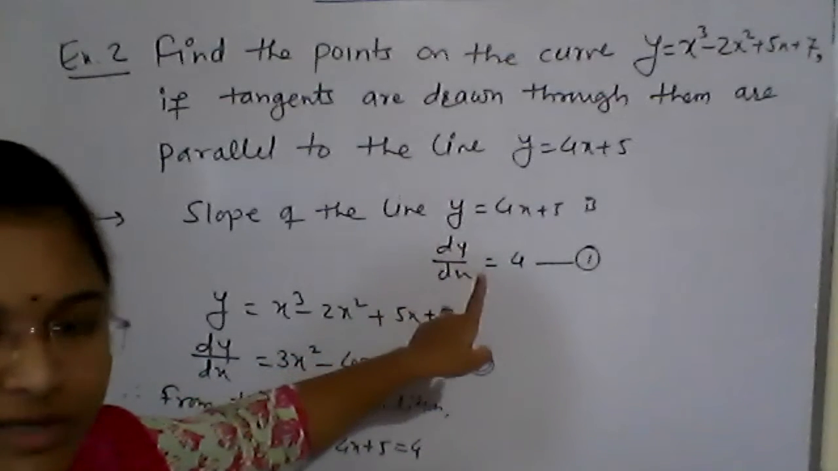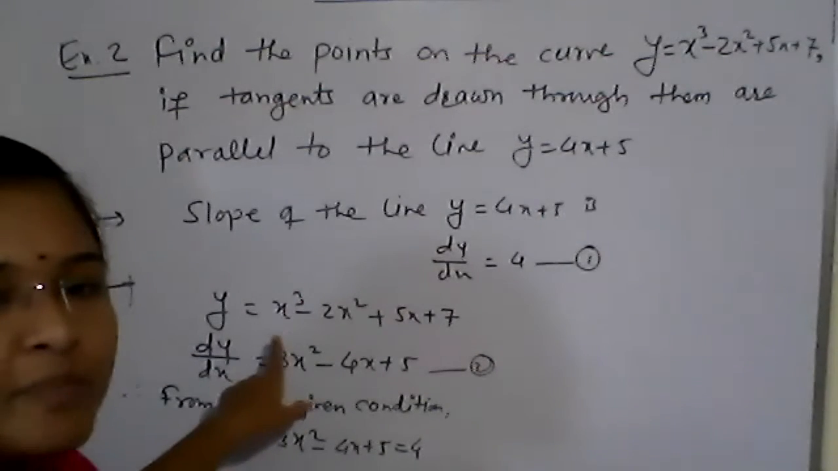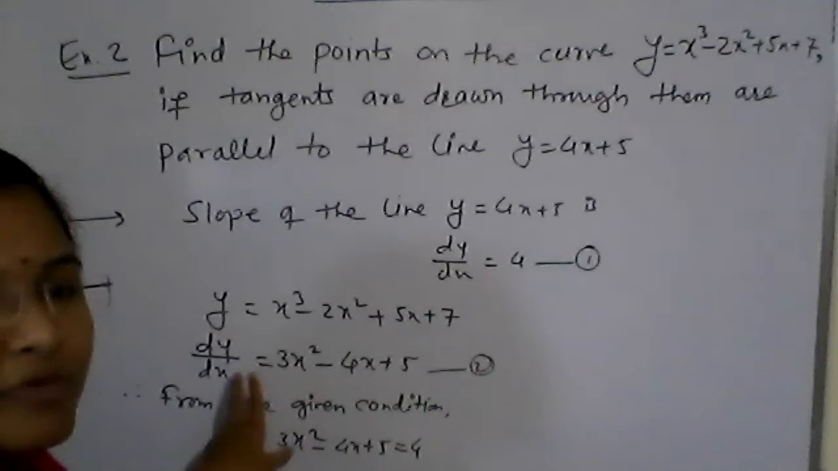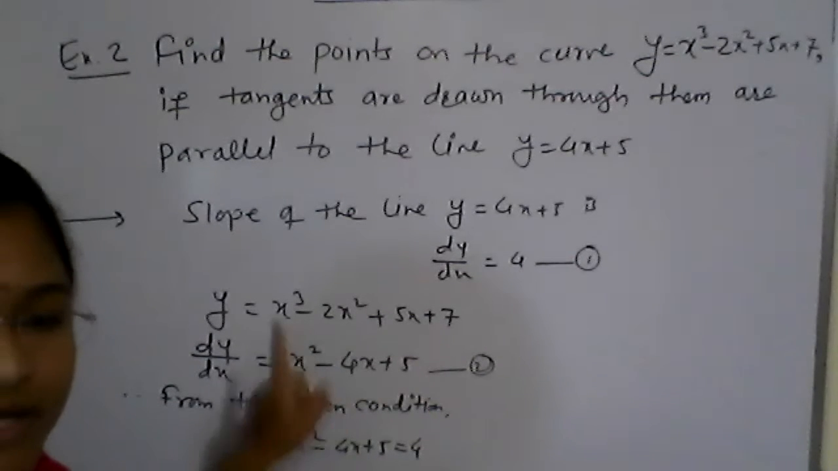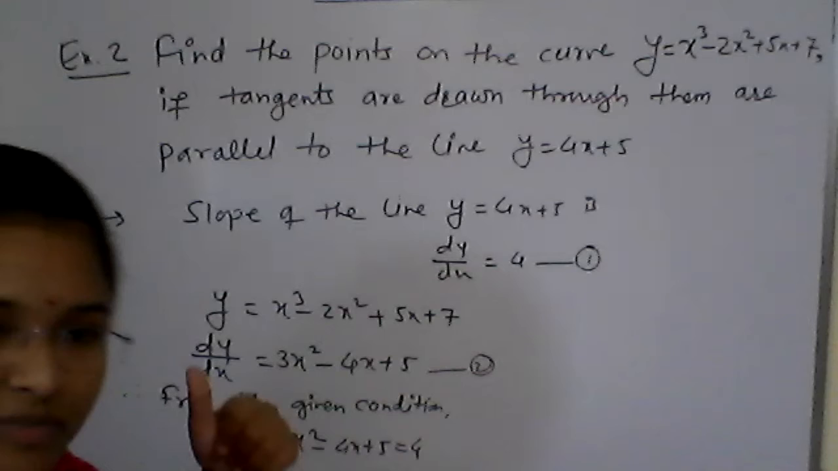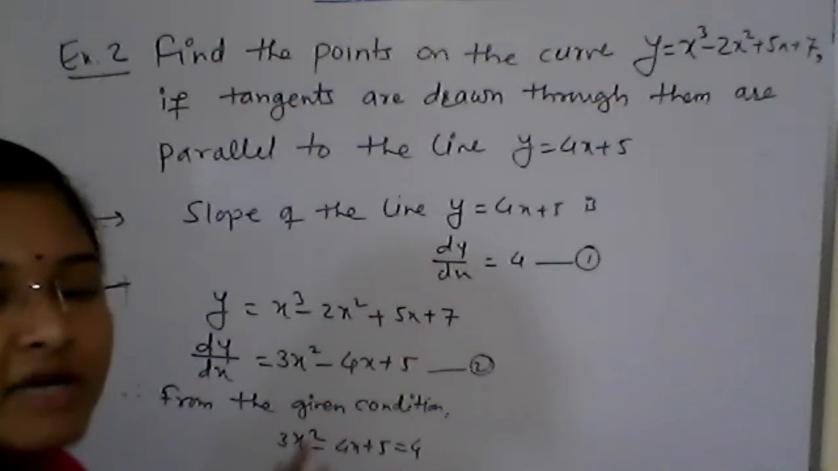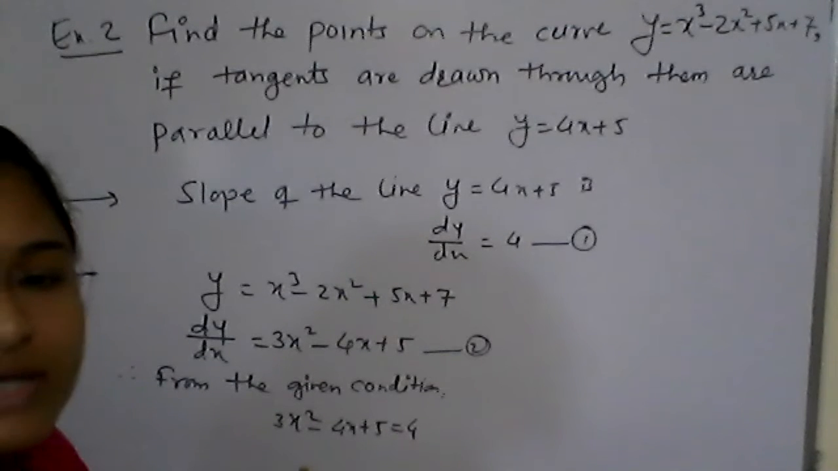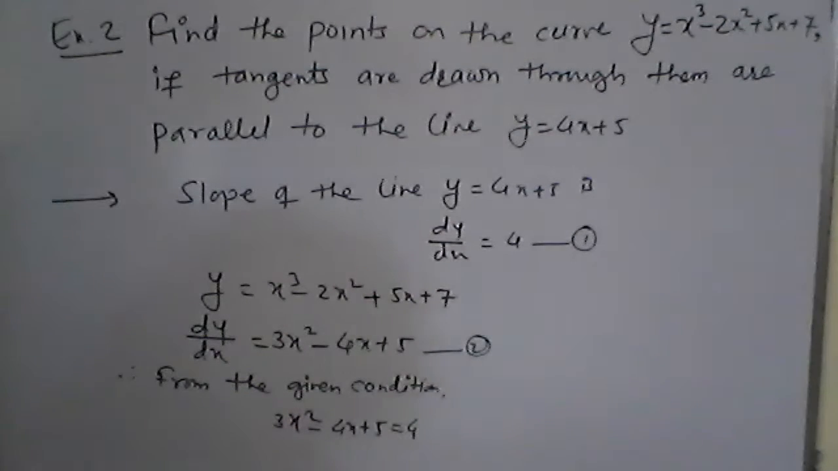Its slope will be just differentiated. We are getting dy by dx equals to 4. Then the slope of the curve at any point will be 3x square minus 4x plus 5. Now the condition given: tangent is parallel to the given line. Therefore, we can have the slopes equal. So I have written here 3x square minus 4x plus 5 equals to 4. So we should solve this.